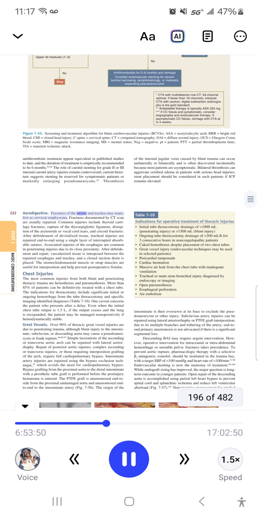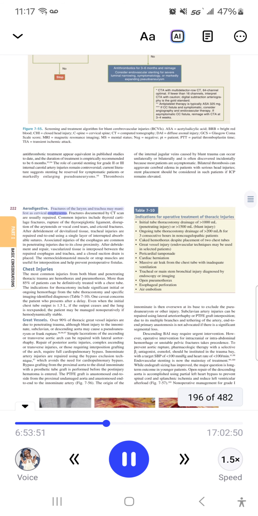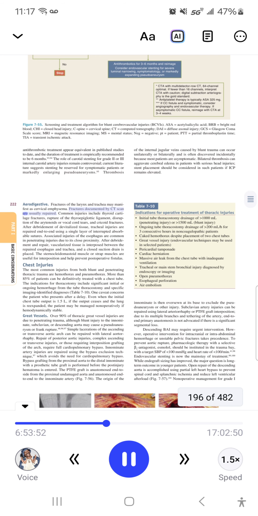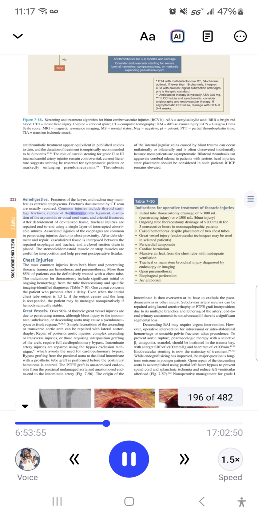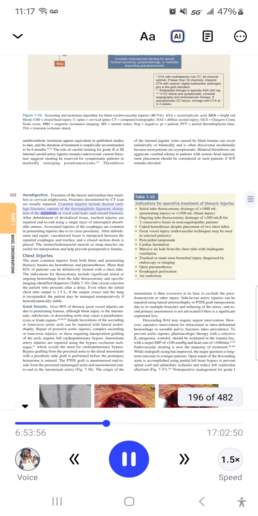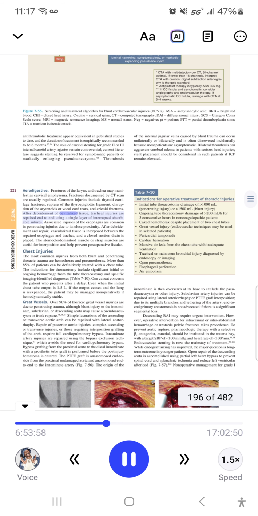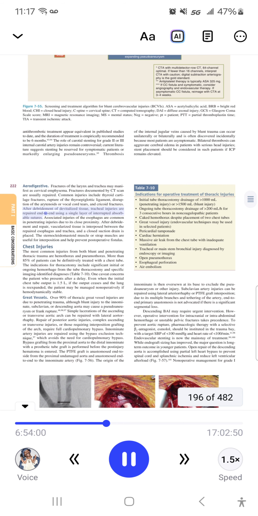Aerodigestive. Fractures of the larynx and trachea may manifest as cervical emphysema. Fractures documented by CT scan are usually repaired. Common injuries include thyroid cartilage fractures, rupture of the thyroepiglottic ligament, disruption of the arytenoids or vocal cord tears, and cricoid fractures. After debridement of devitalized tissue, tracheal injuries are repaired using a single layer of interrupted absorbable sutures.